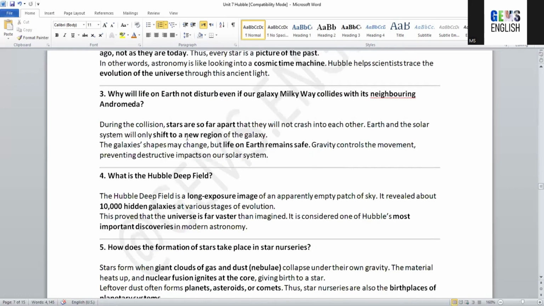3. Why will life on Earth not be disturbed even if our galaxy Milky Way collides with its neighboring Andromeda?